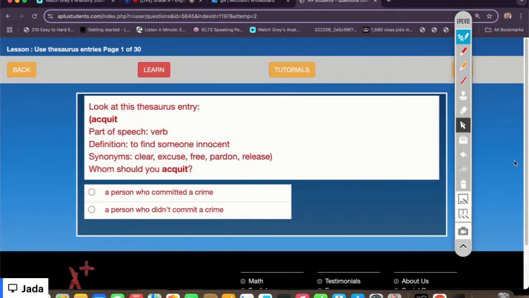So we look at the test entry. We're moving on to the test, and you can share your answer with me. We have acquit, part of speech verb, definition to find someone innocent. Then the synonyms are clear, excuse, free, pardon, or release. So who should you acquit? A person who committed a crime or a person who didn't commit a crime? You can share your answers with me if you know them.